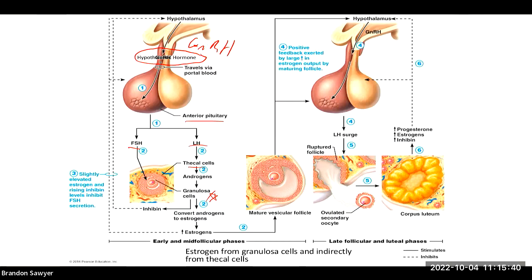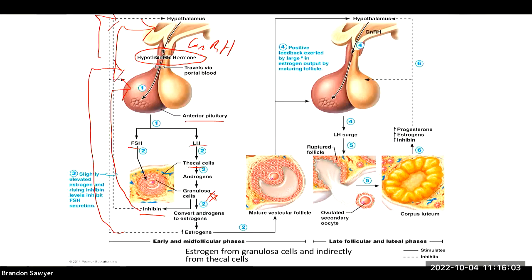We also see another hormone called inhibin being released here, and that's part of what provides negative feedback upstream. The estrogens themselves also provide negative feedback upstream. So negative feedback to both the hypothalamus and the pituitary is provided by inhibin and the estrogens. That's what we see during most of the menstrual cycle.